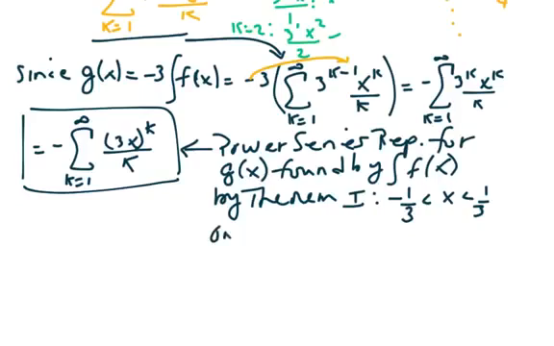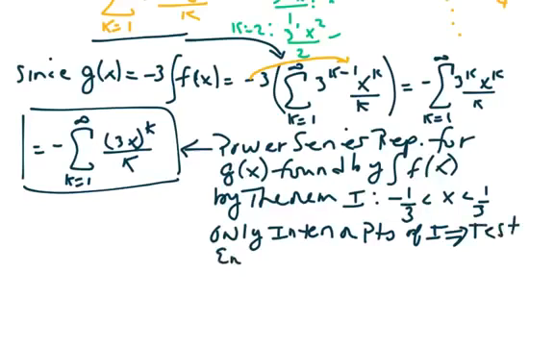This is only for interior points of I, so we need to test the endpoints. Excuse me. So let's go about and test the endpoints. I'm going to start a new page here. So testing the endpoints involves putting in x equaling -1/3 and 1/3 into the new power series representation for g of x.